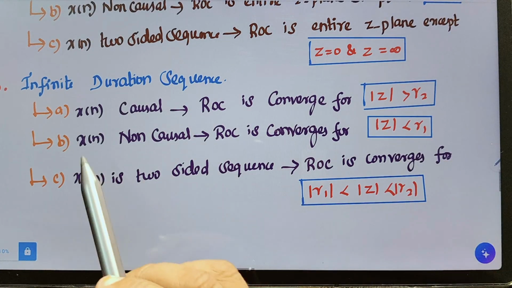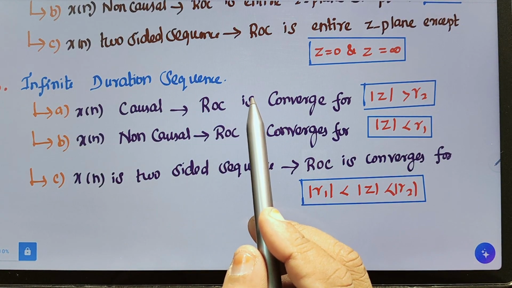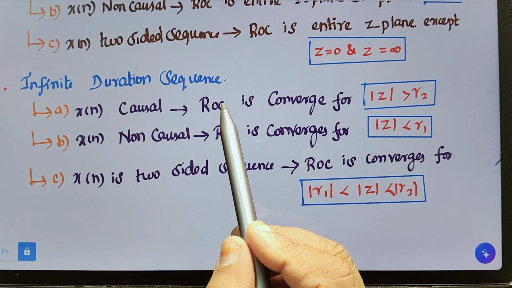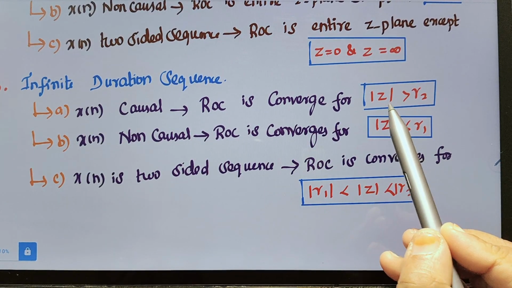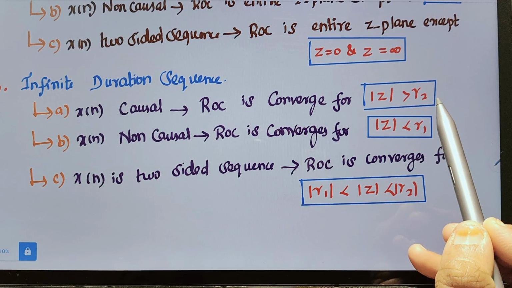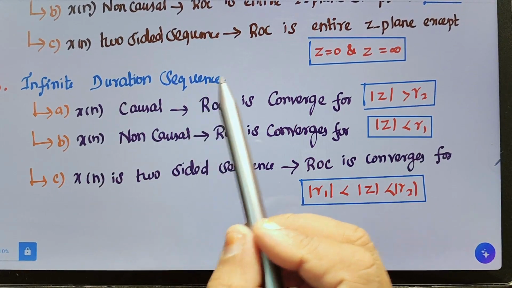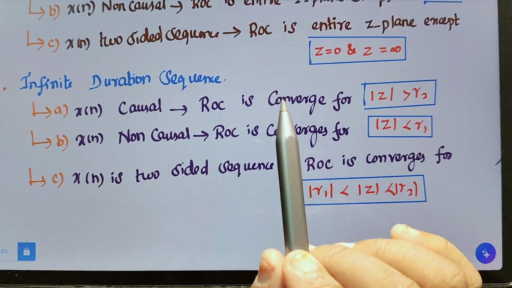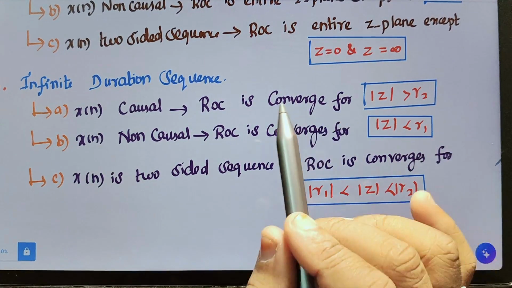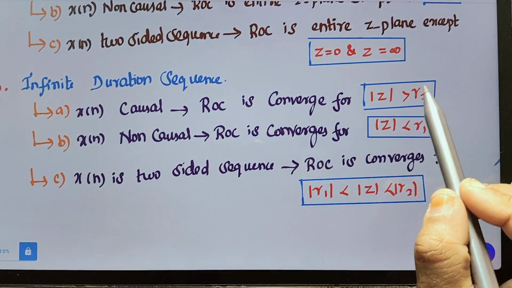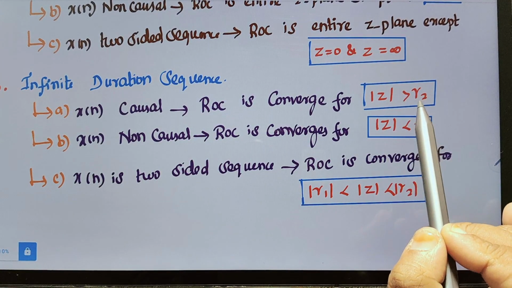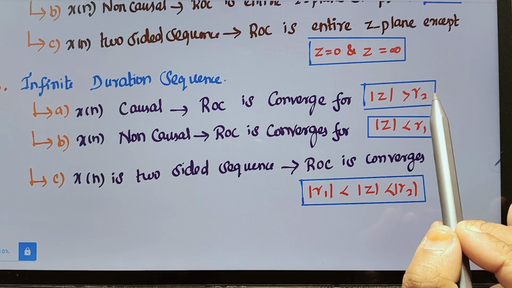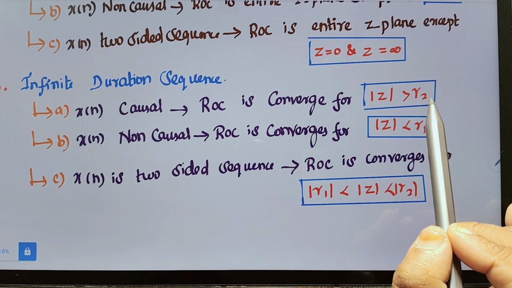See here, next one, infinite duration sequence. For an infinite duration sequence, x of n is causal when modulus of Z is greater than R2. For the Z transform, usually the sequence is infinite, based on the definition. So for an infinite duration sequence, modulus of Z greater than R2. R2 means the second ring.